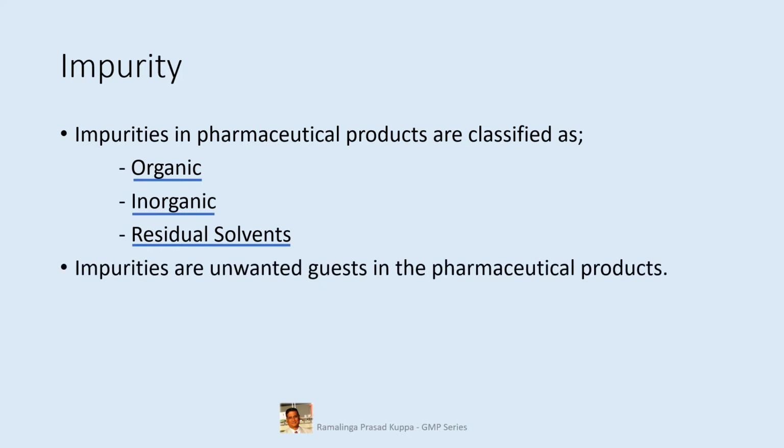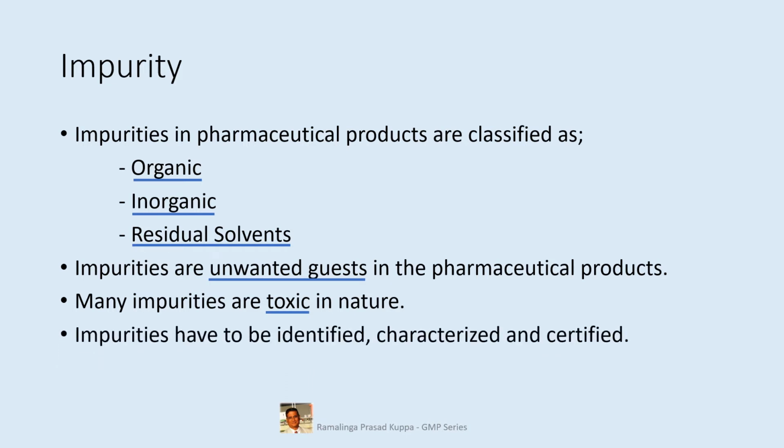The impurities are unwanted guests in the pharmaceutical products. There is no therapeutic value for these impurities. These are like weeds in a good paddy crop, which are not required. Many impurities are toxic in nature. Impurities have to be identified, characterized, and certified. So it is important to identify such impurities and characterize to establish the adverse impact on the safety of the consumer.